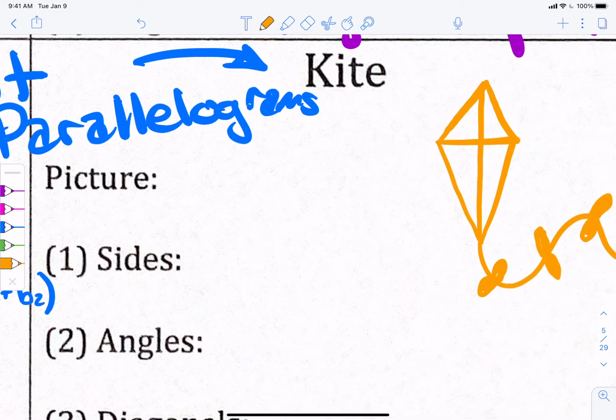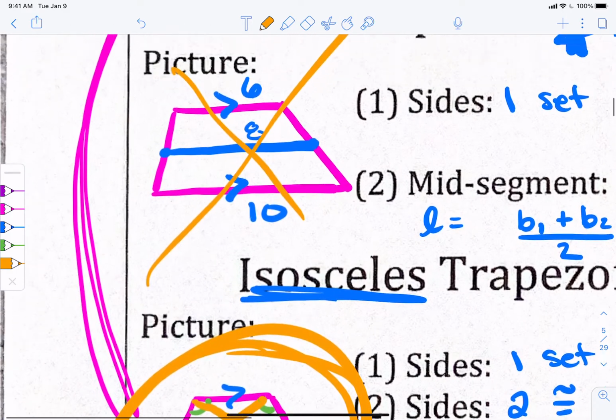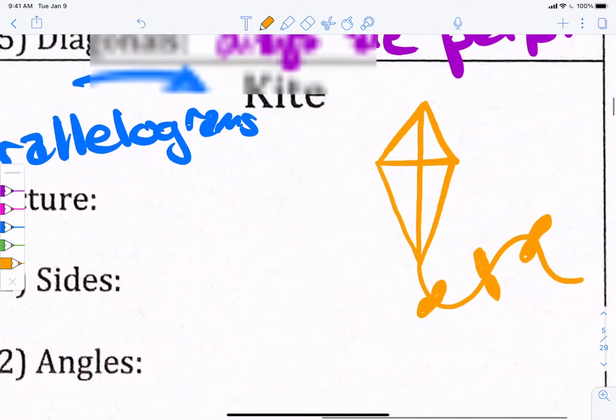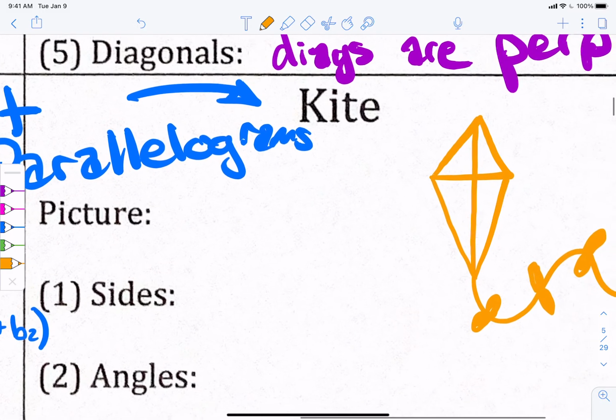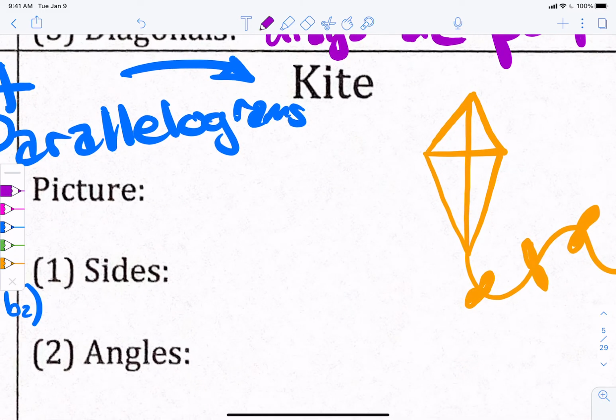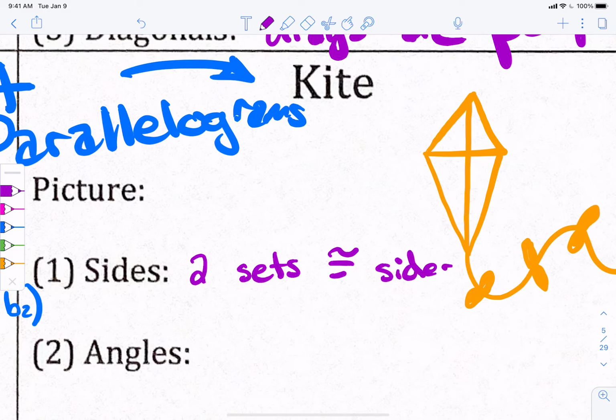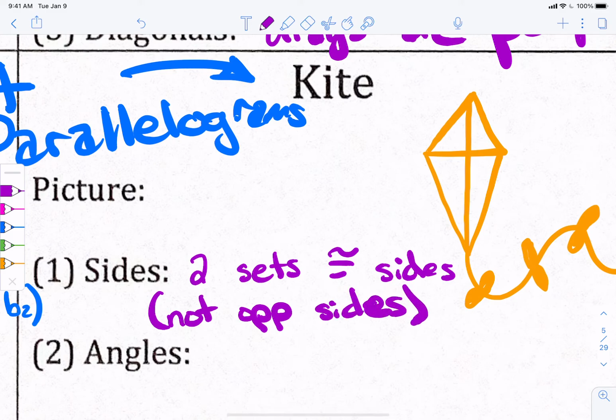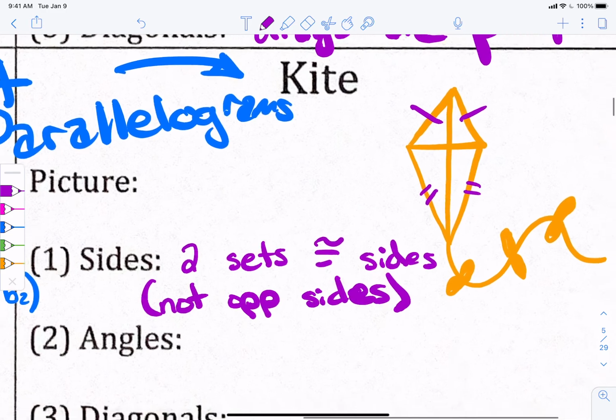All right. Now, is a kite a parallelogram? No, because none of the sides are parallel. It doesn't even have one side parallel like a trapezoid. None of the sides are parallel for a kite. Okay? But what is true about the sides? They're equal. Which ones are equal? The top ones are equal. Two sets of congruent sides, but they are not opposite sides. They are like the top two and the bottom two. Those guys are congruent, equal length. Not opposite sides.